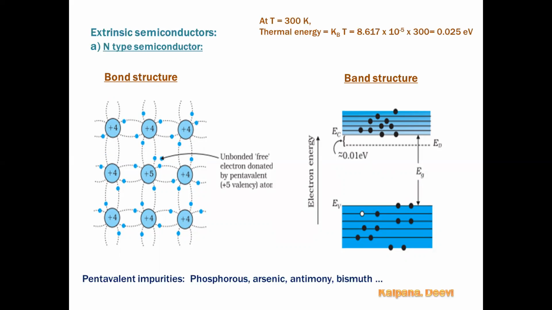See, if this is the bond structure, and this is the band structure of N-type material. How are we getting this N-type material? To a pure material, we add some impurities. For example, if we add pentavalent elements to a pure semiconductor, then we get an N-type semiconductor. Pentavalent impurities are the ones having 5 valence electrons. Examples: phosphorus, arsenic, antimony, and bismuth.